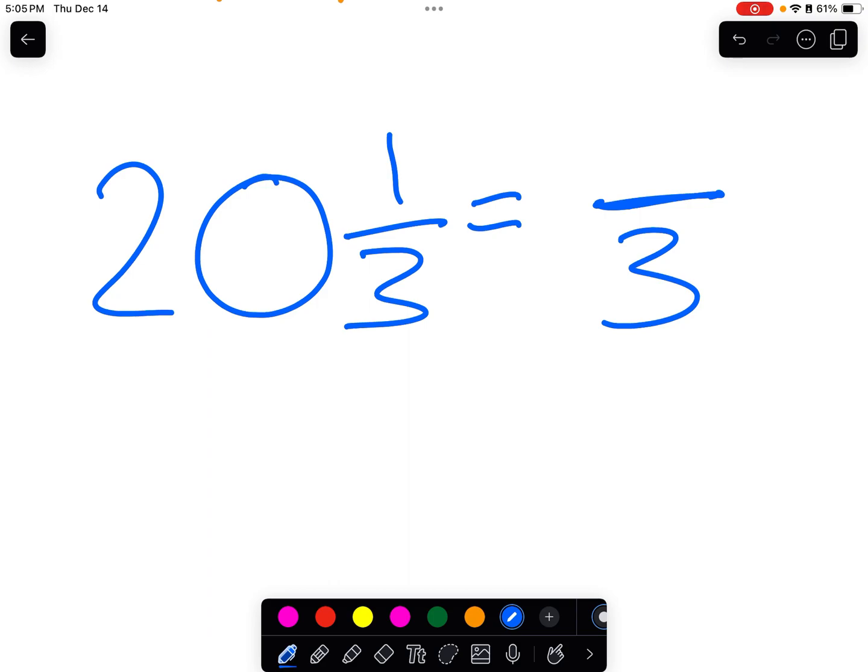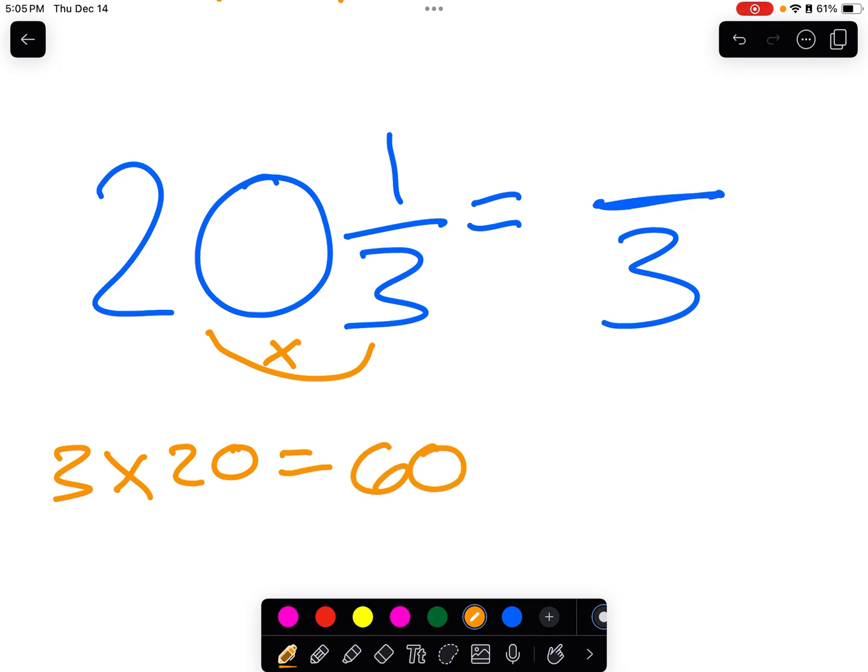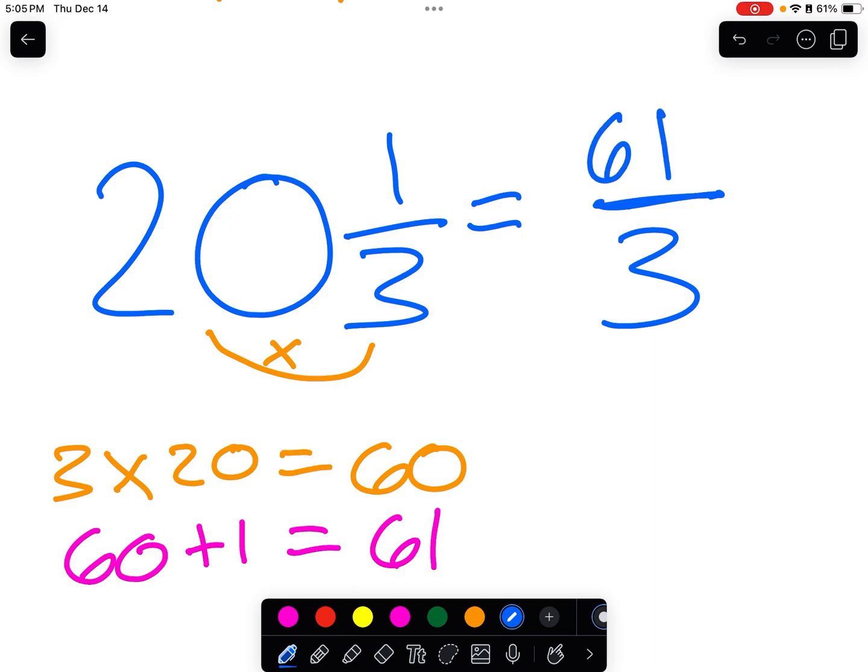Now, using the system where you would have to write down 20 as a fraction of 3/3 20 times, that's just going to take a while. It's going to be laborious. So instead of doing it like that, let's follow our formula. We'll start by multiplying 3 times 20, and 3 times 20 equals 60. Then we're going to take that product and add this numerator here. So 60 plus 1 equals 61. And there's our answer, 61/3. So 20 1/3 is 61/3.